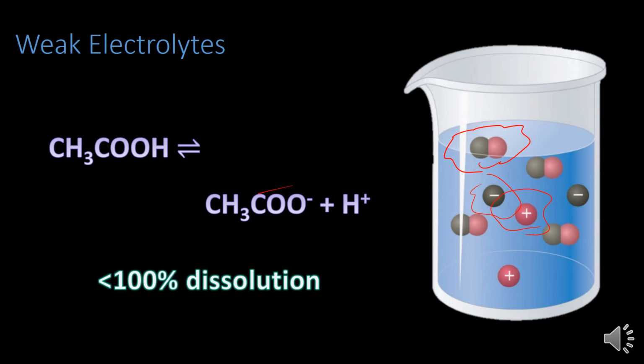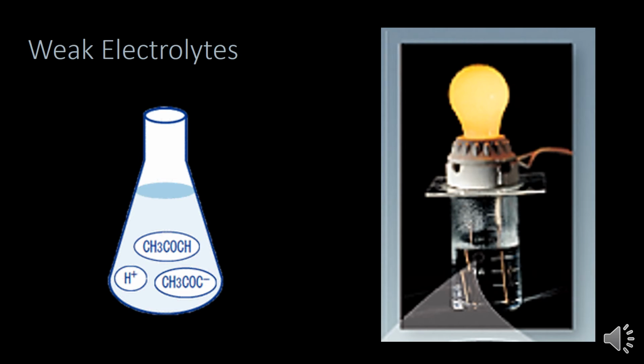Would it be possible to take a weak electrolyte and get a really bright light bulb? I'm going to leave that for an extra credit answer in class. Weak electrolytes, if we had the exact same concentration as, say, a strong electrolyte, the weak electrolyte isn't going to light the light bulb up as much as a strong electrolyte. Could I get that light bulb brighter? Tell me how.